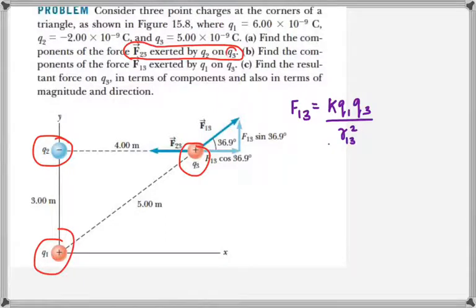So our charge which we have to focus on is Q3. We want to find out F23 in part A. In part B it's asking you to find the components of F13 exerted by Q1 on Q3. So again our focus is Q3. This is our focus for this problem. We want to find the forces on Q3, and then in part C it's asking you to find the resultant force on Q3.